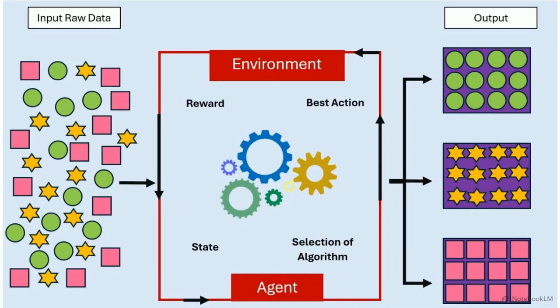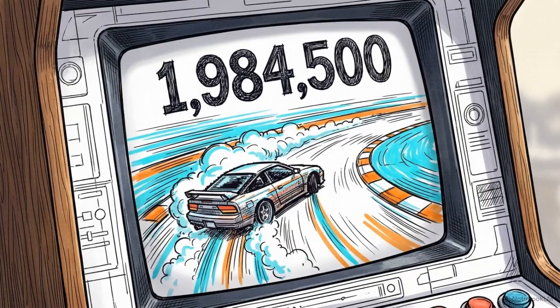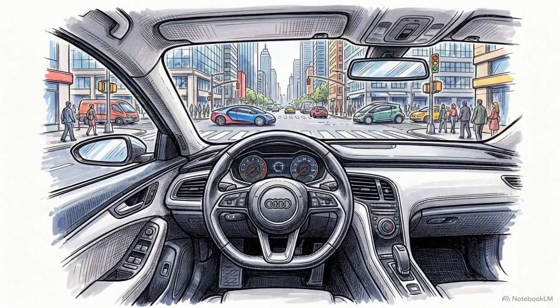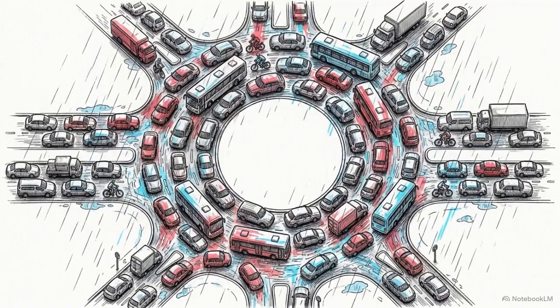of cycles. This aggressive penalty and reward cycle allows an AI to dominate complex video games, master the rules of chess, and safely navigate a self-driving car through unpredictable real-world traffic.